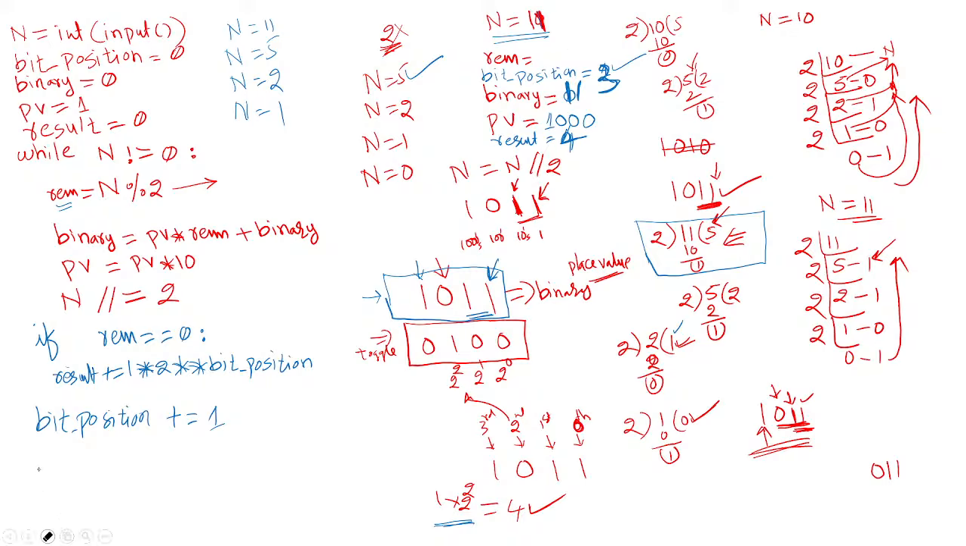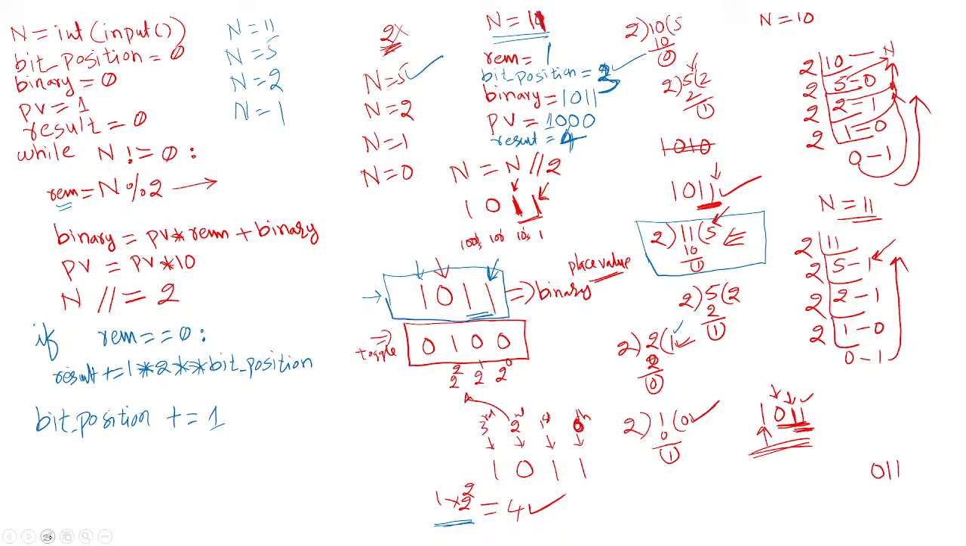Remainder value 1. Let me replace this 1. Okay, so now it is 1000 multiplied by 1. 1000 plus a binary value. So 1000 plus binary value 11 now becomes 1011. Okay, so if you erase this, it becomes 1011. Now this is 1011.